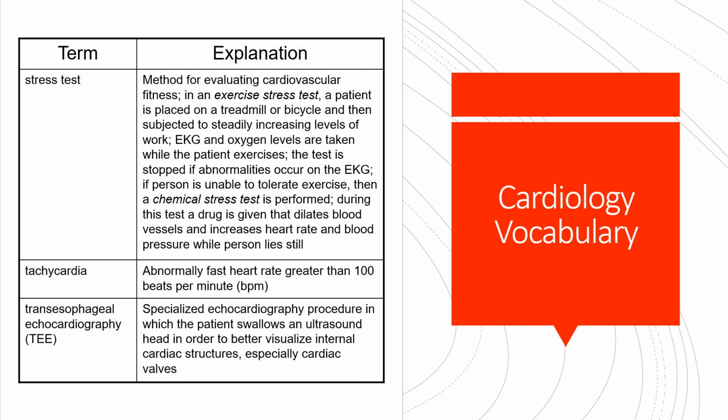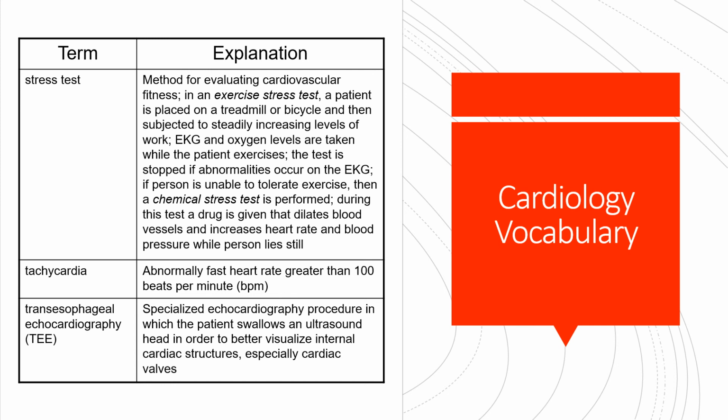A stress test is a method for evaluating cardiovascular fitness. It can either be an exercise stress test where a patient gets on a treadmill or bicycle and EKG and oxygen levels are taken while they exercise, or if a person is unable to tolerate exercise, then a chemical stress test is performed. During this test, a drug is given that dilates blood vessels and increases heart rate and blood pressure while the person lies still.